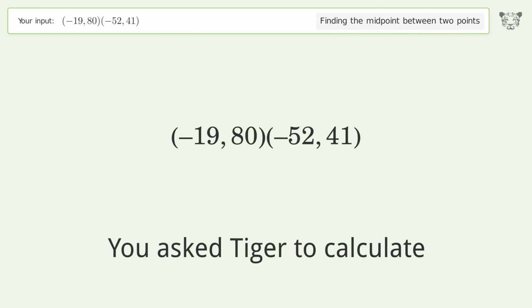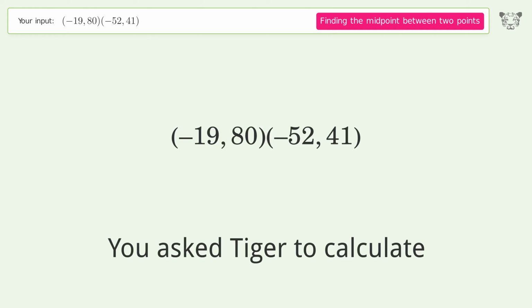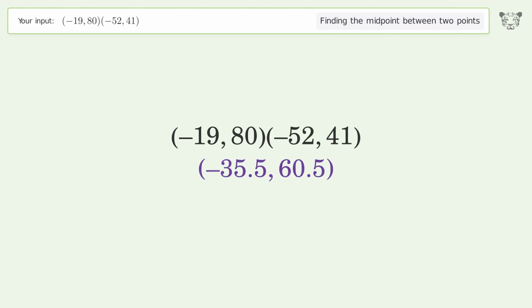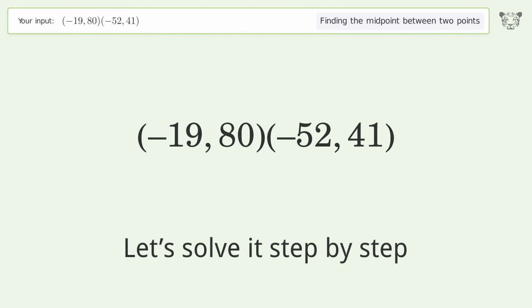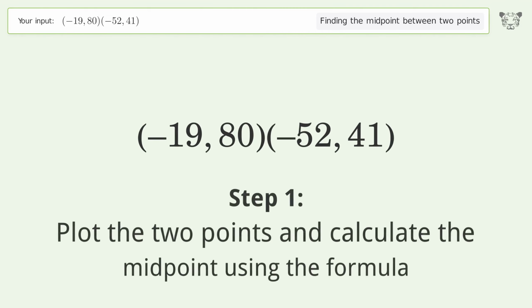You ask Tiger to calculate. This deals with finding the midpoint between 2 points. The midpoint between the 2 points is negative 35.5, 60.5. Let's solve it step by step. Plot the 2 points and calculate the midpoint using the formula.